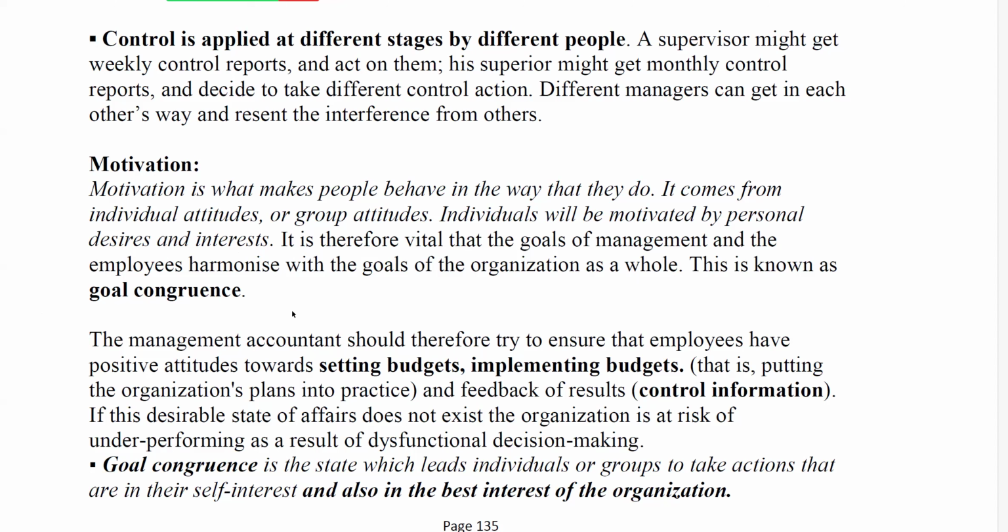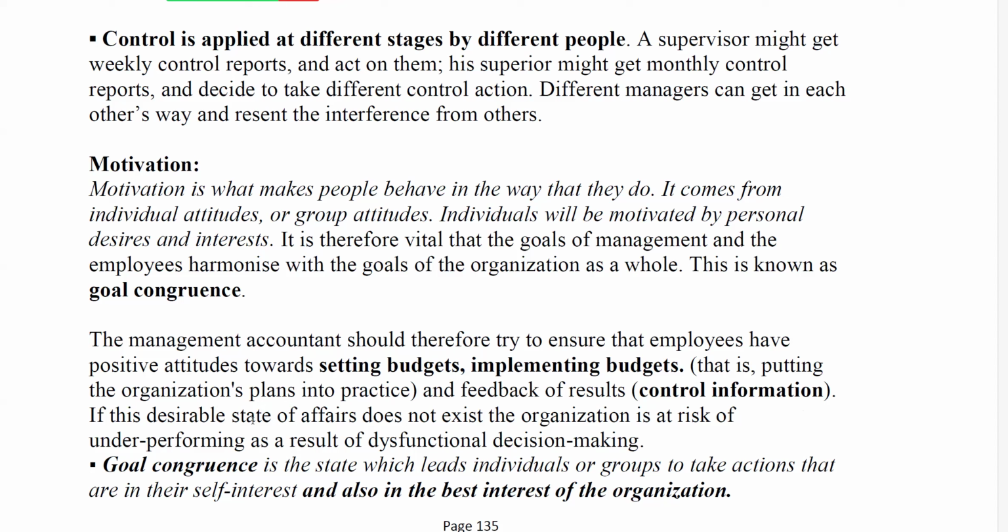Okay, so what are the overall corporate goals? How do we work hand in hand to achieve them? Is everybody following that plan? That is goal congruence. Now, the management accountant should therefore try to ensure that employees have positive attitudes towards setting budgets and implementing budgets. That is putting the organization's plans into practice, putting people to work and getting feedback of those results. That is the control information.